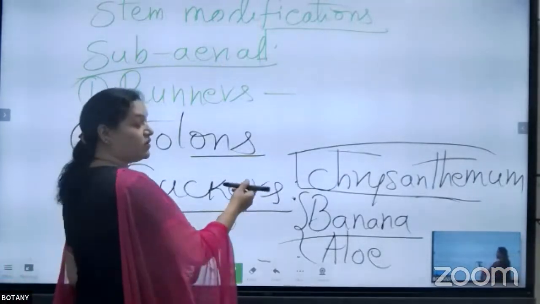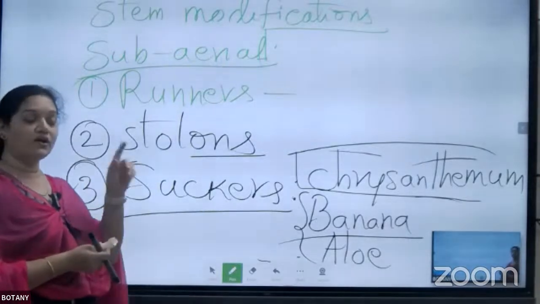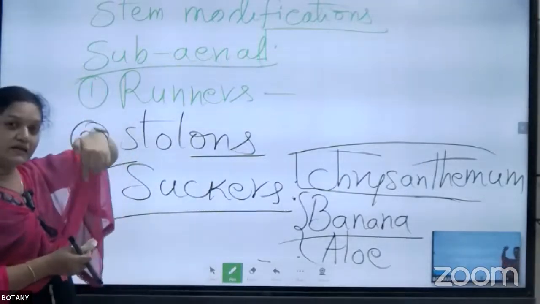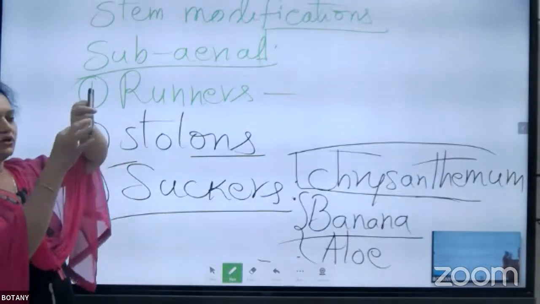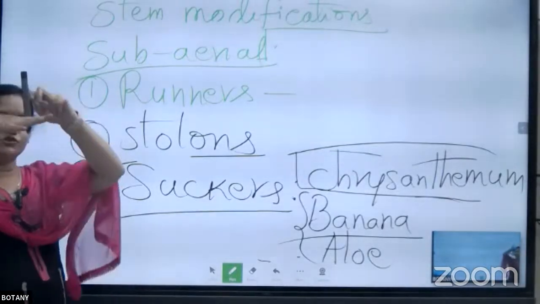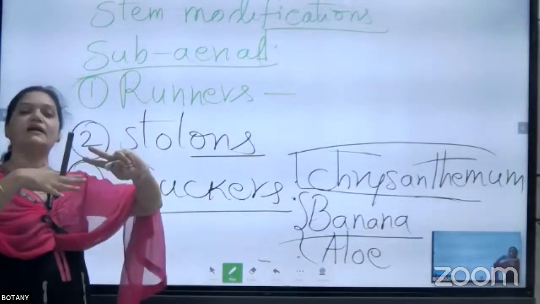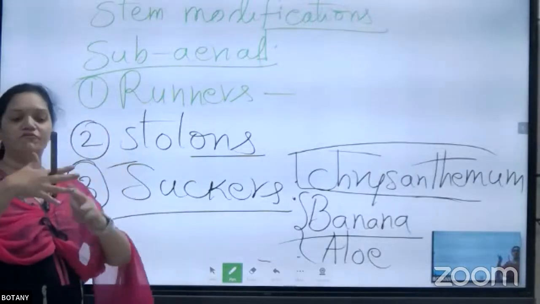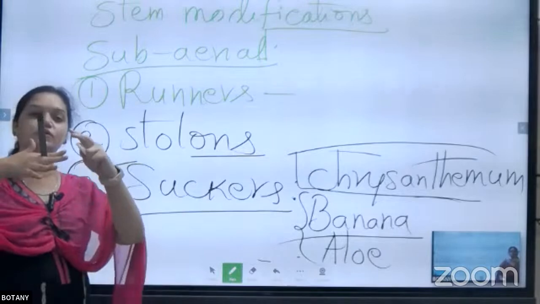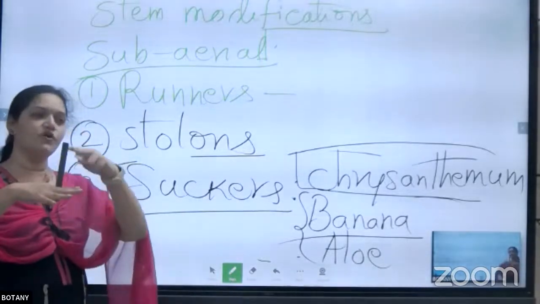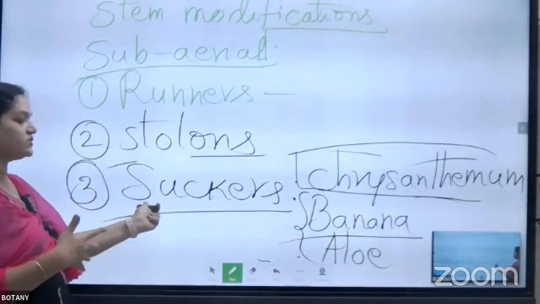So what happens in the sucker? Here one nodal part of the stem is completely under the soil. One node. This is a node thing. This is completely under the soil, and the rest of the plant body is above the soil. That is the subaerial. 1/4 is under the soil, 3/4 is above the soil. So here one node is under the soil, 3/4 of the stem is above the soil surface. That is a subaerial stem modification, sucker.